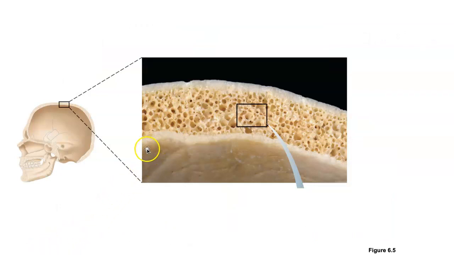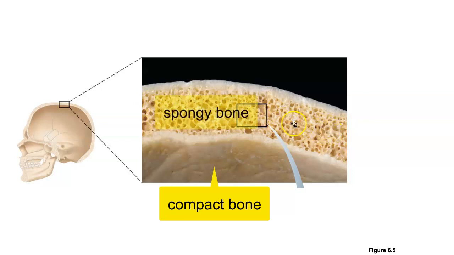A second way that bones are classified is based on the texture of the bone. Here we're looking at a skull bone, and I can see that the bone along the periphery is very dense. That's known as compact bone, compared to the bone that is sandwiched in between, which looks very air-filled, and this is known as spongy bone.